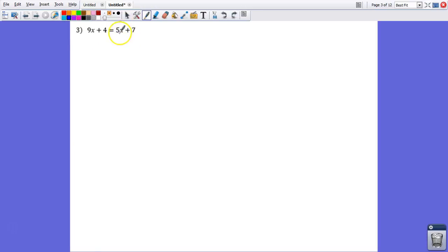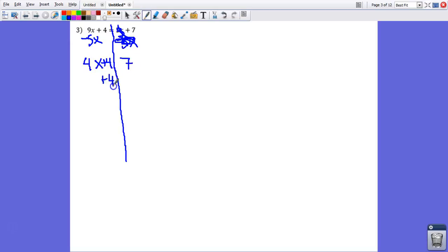This one's a lot easier. My first step is I just have to get my x's on the same side. This time I'm going to move my 5x's because that's smaller. So I'm going to subtract 5 x's from both sides. Remember, don't forget, I am putting the x's under the x's because that's what I'm combining. I can't subtract 5 x's from this 4 that does not have x's. 9 minus 5x is 4x plus 4 equals, here my x's cancel, 7.